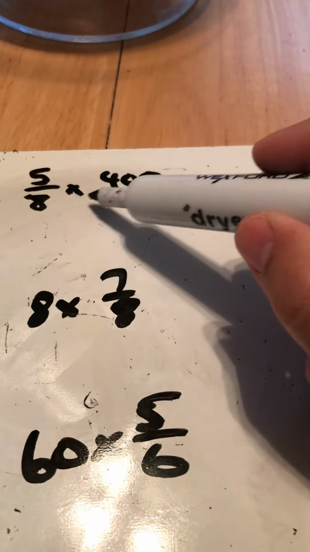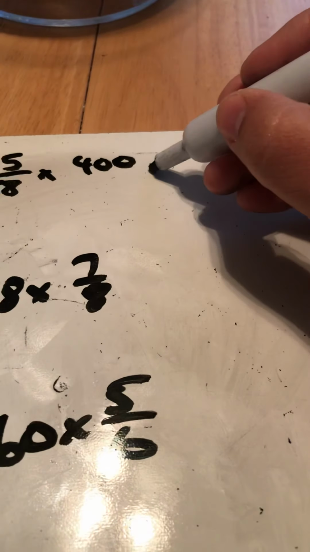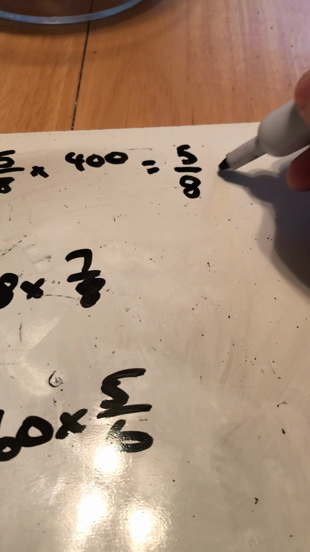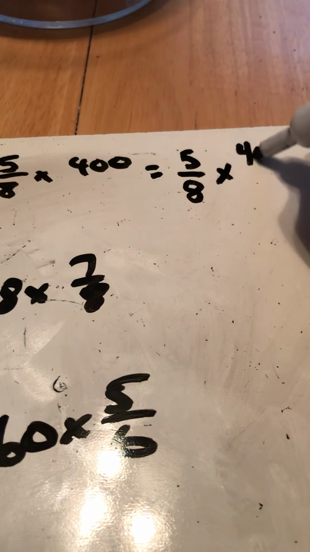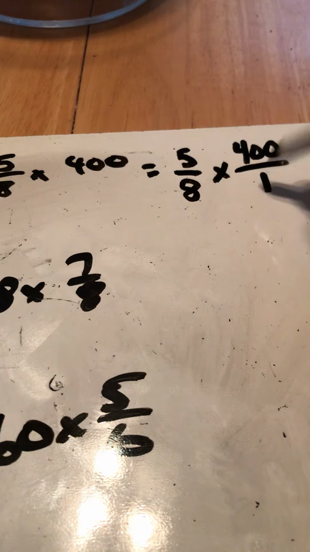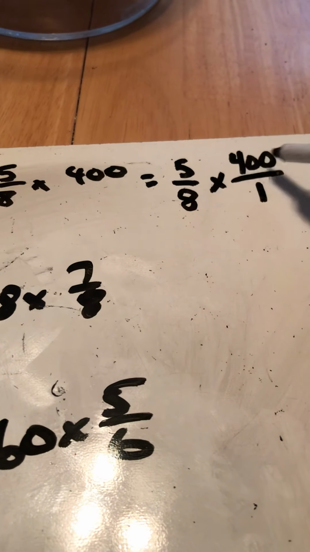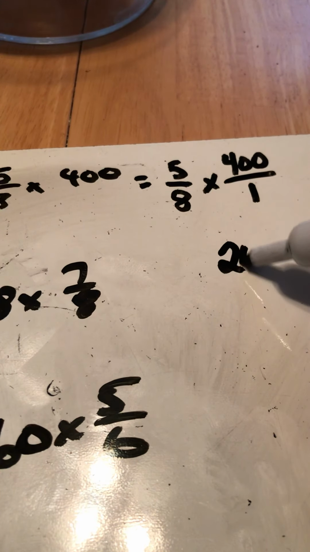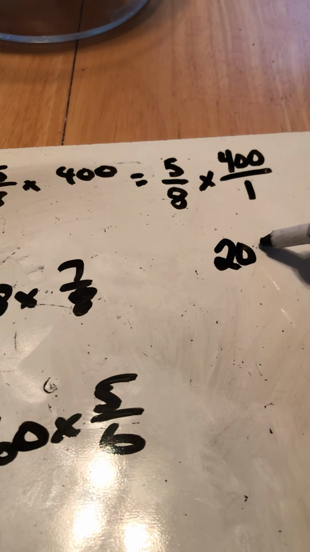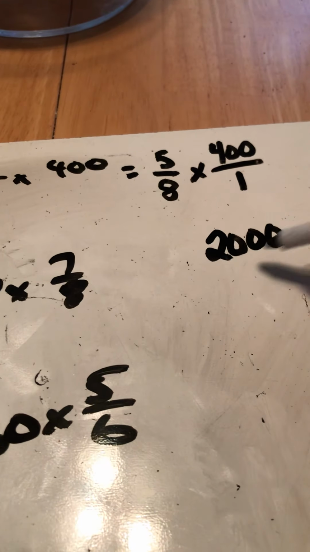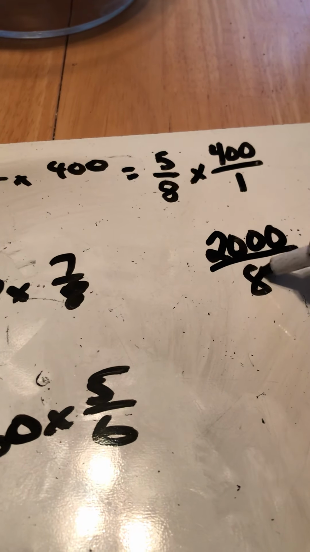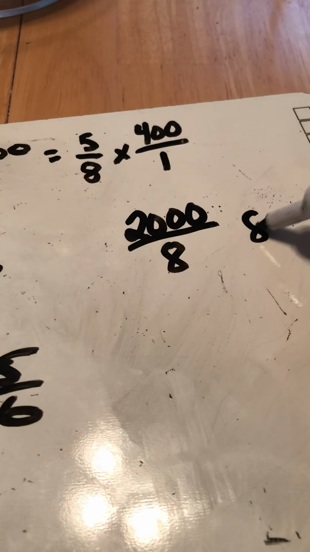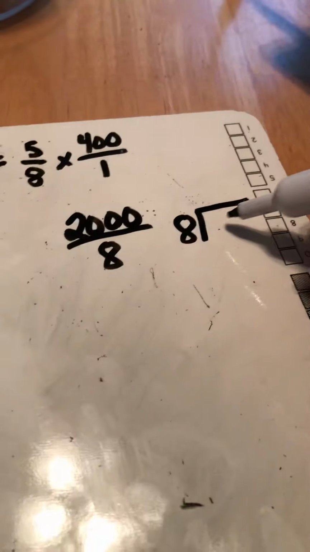So 5/8 times 400. So what we could do is we could take our 5/8, move it over here, and let's put 400 over 1. So 5 times 400 is, 5 times 4 is 20, right? And then we have 2 zeros. So it looks like 2,000. And 8 times 1 is 8. So this is an improper fraction.